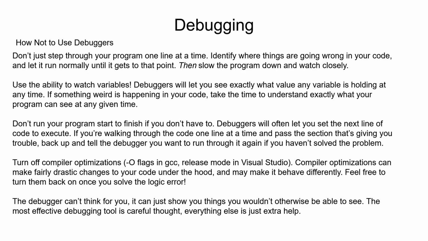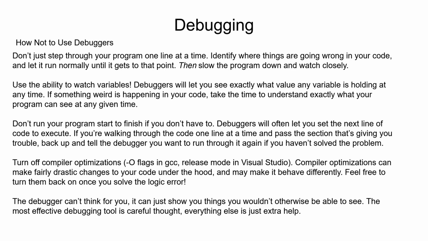When you're using a debugger, turn off compiler optimizations. So that would be flags like -O2 or -O3 in GCC, and in Visual Studio that would be release mode. Compiler optimizations under the hood can make pretty drastic changes to your code, to the point of even doing things out of order, or doing something called unrolling loops, where instead of actually going through a full loop, the compiler will see that you only do this 2 or 3 times, so just copy paste the code to do it 2 or 3 times.